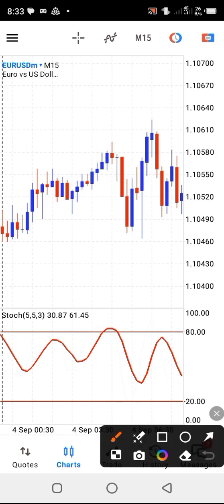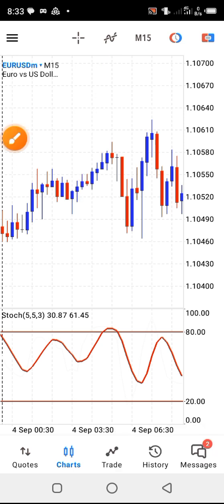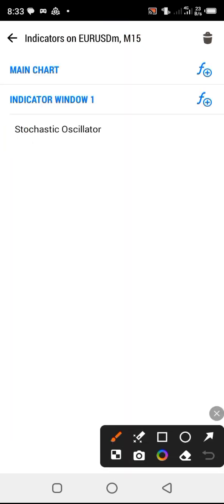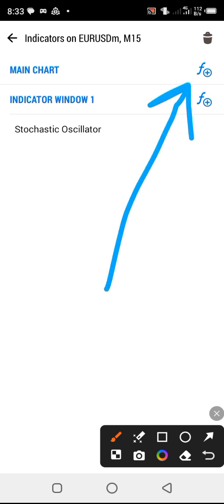And if you don't know where to get the stochastic, you just have to come to your MT5, then come over to this particular icon. You can see that icon up there. That's the icon for indicators. Once you're on this interface, you want to click on this. You can see this F plus right here. That's where you click in order to actually add the stochastic.